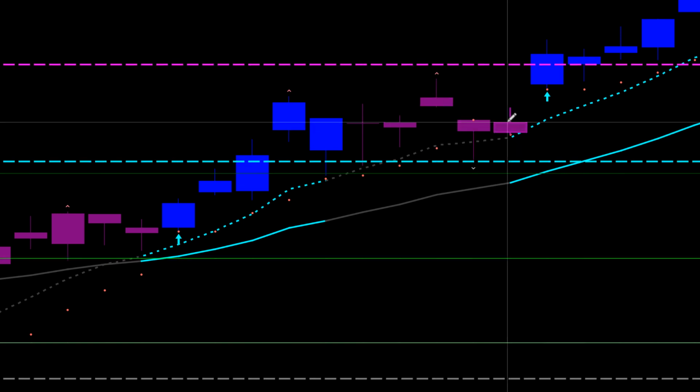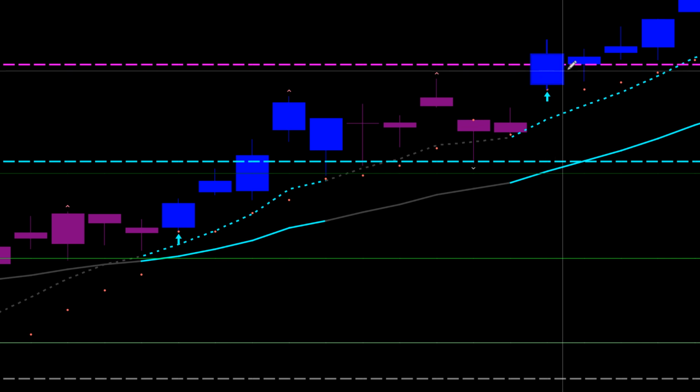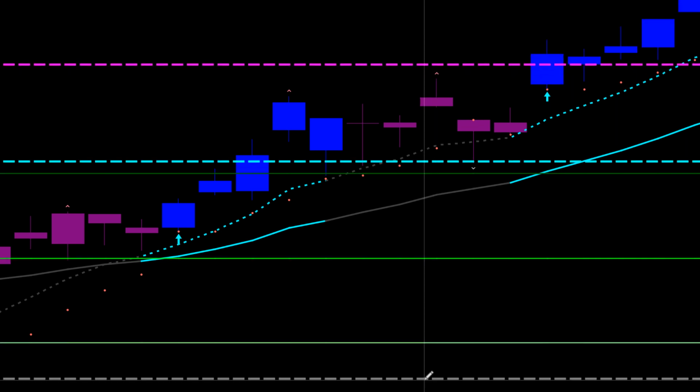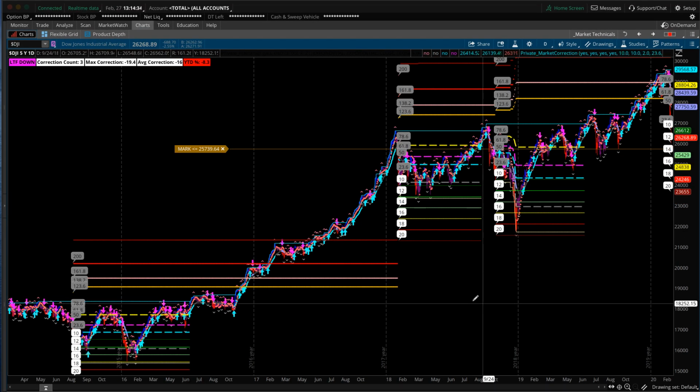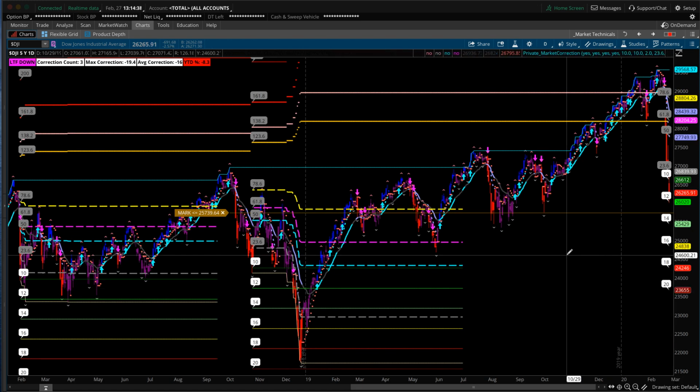You see how over and over this level is called the ambush zone, and that's a lot of selling pressure. We finally got above that, and then we were able to get back to near record highs, okay? So let's go ahead and reset that chart so you can see how everything looks from a broad view.